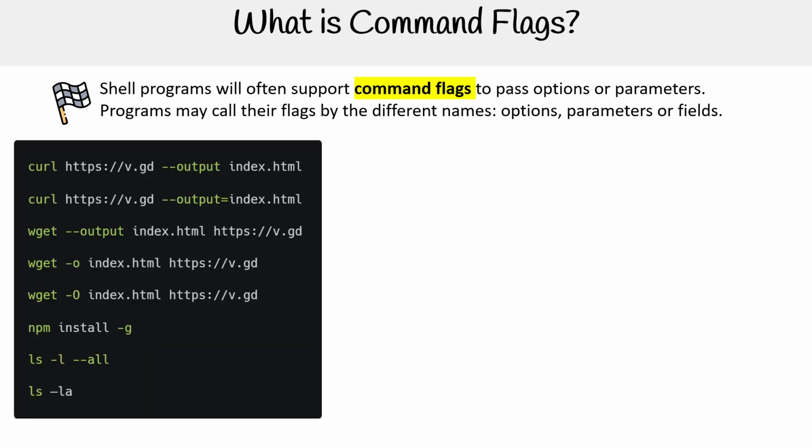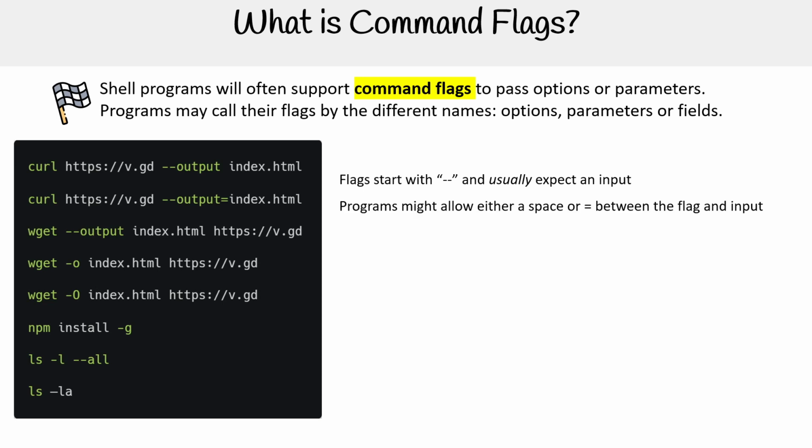So here I have a bunch of examples of flags, and let's take a look at all the different kinds of variations. These are just common programs that you will encounter while using Linux. Flags start with the usual hyphen hyphen, and they'll usually expect an input. Programs might allow either a space or an equals between the flag and input. So just note that here we have a space, and then here it's an equals, and sometimes you can do both. Flags might expect to come first or last. So notice that above here it comes after, and then here it comes before. Some programs will complain that it has to be in a specific order, or it could not matter whatsoever. It could be in the front or behind a specific area.